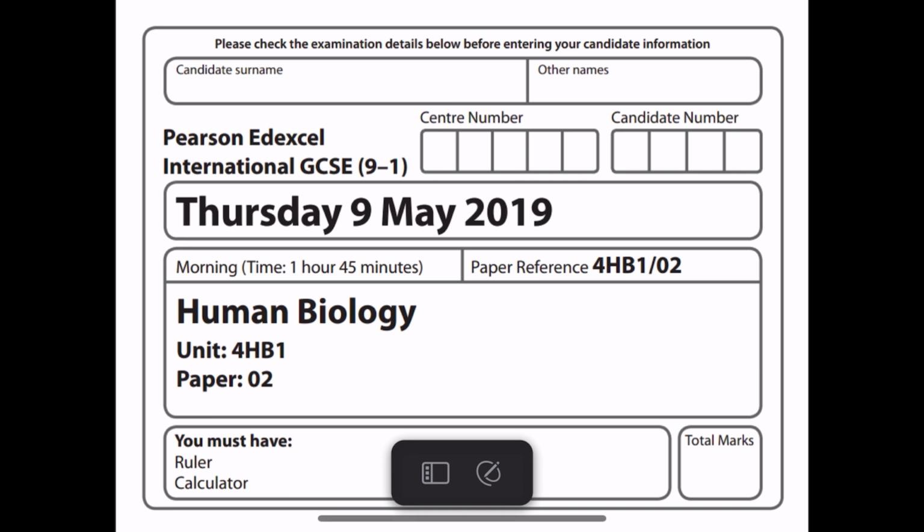Human Biology, paper 2, May 2019. Let's start.